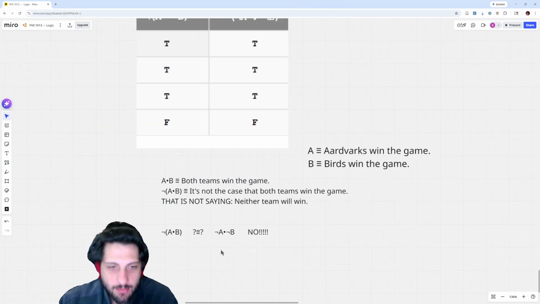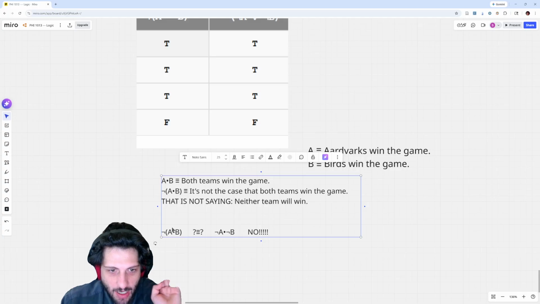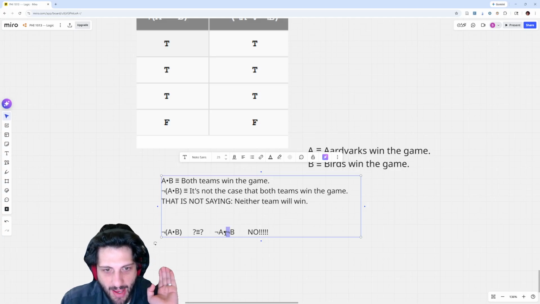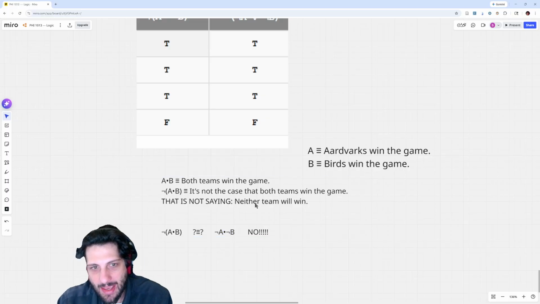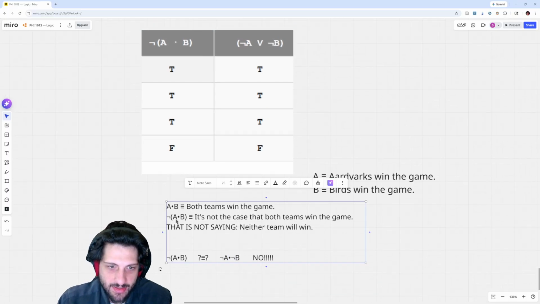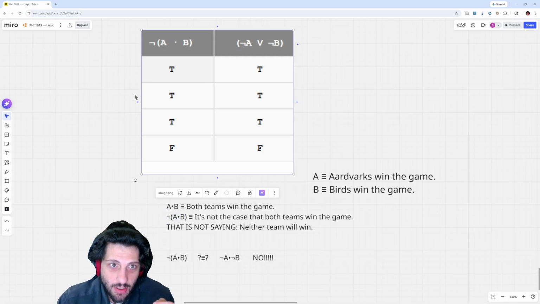So it's really common for people to think, oh, I can distribute this negation like it's math, but it doesn't work like that. Instead, notice what this is the same thing as: not (A and B). Well, we just showed you, right? Not (A and B) is the same thing as saying either not A or not B, right?